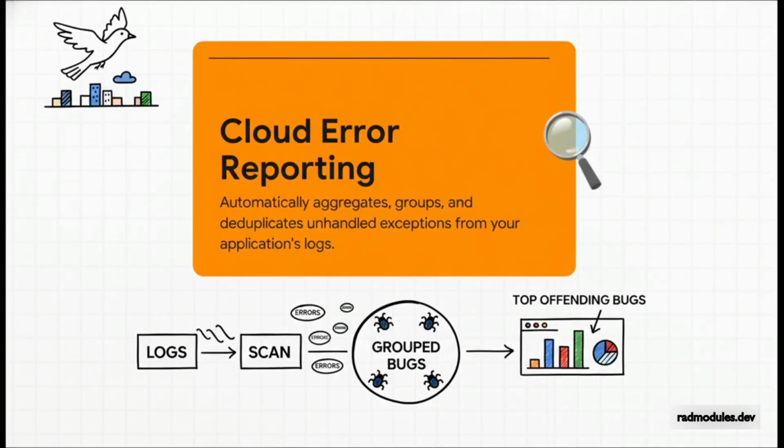And for that 30,000-foot view of your app's health, you have Error Reporting. It's so smart. It automatically scans your logs for errors, groups all the identical ones together, and gives you a dashboard of your biggest bugs. It tells you exactly which error is hitting the most users, so you know where to focus your attention.